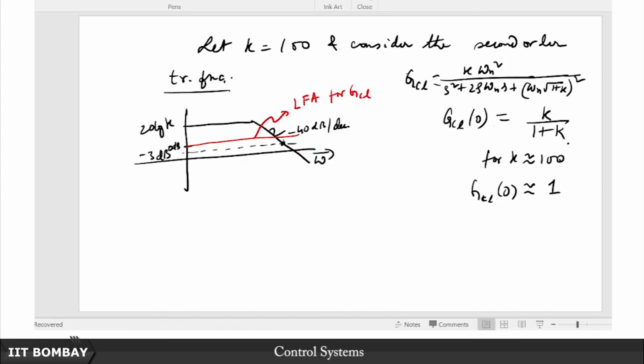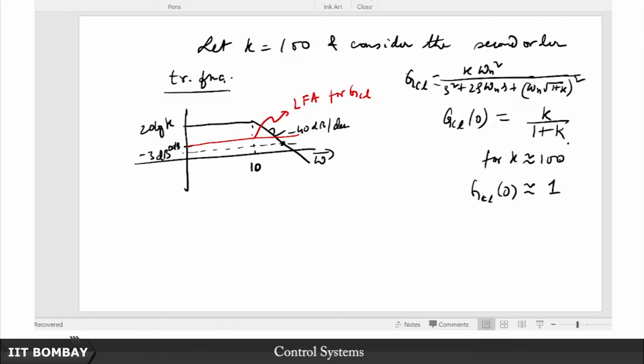And now where is the omega n? Let us take some numerical values here. Let us say this omega n is at 10.